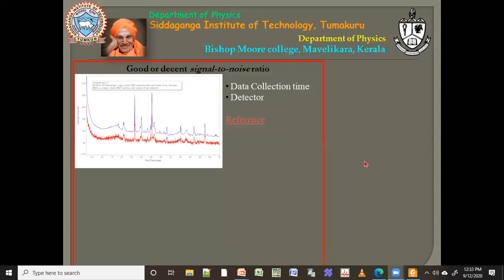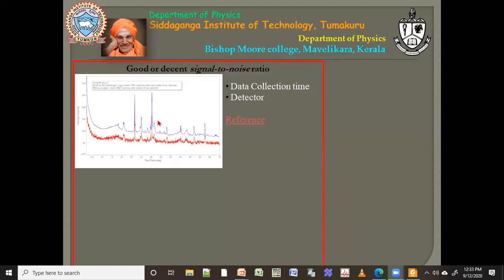Sorry for that. If I scan for a longer time, you can see the quality of the data is better, and you can distinguish the peaks very well. For example, this small peak in the first case, I cannot even see, but later it is very clear. So these are the things you need to take care of when you are collecting data.